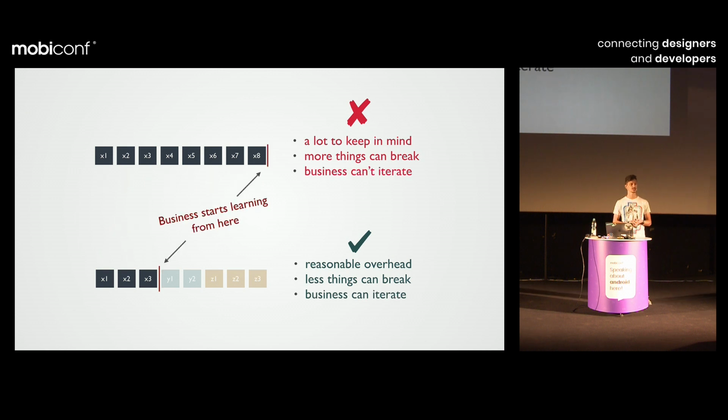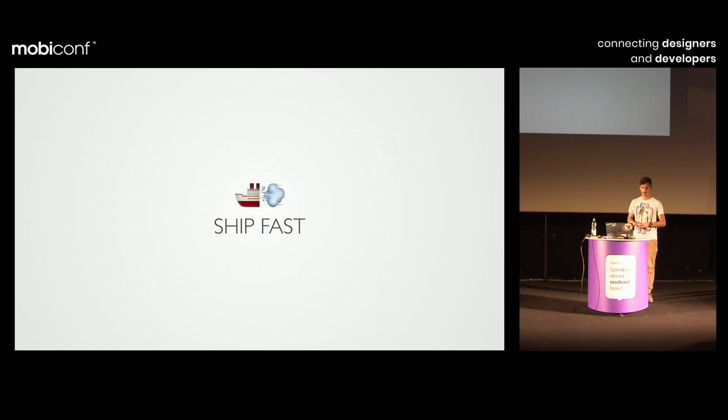And with big releases, business needs to wait to gather market feedback until everything is done. So with small ones, business can start learning from the market from version 1 at the same time when you're working on version 2 or version 3.